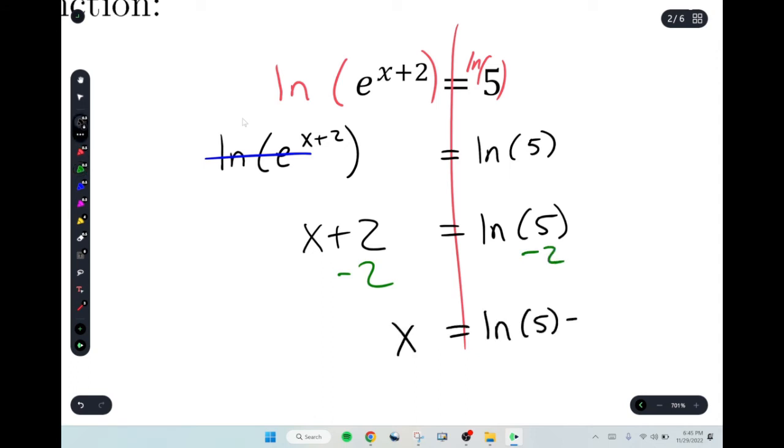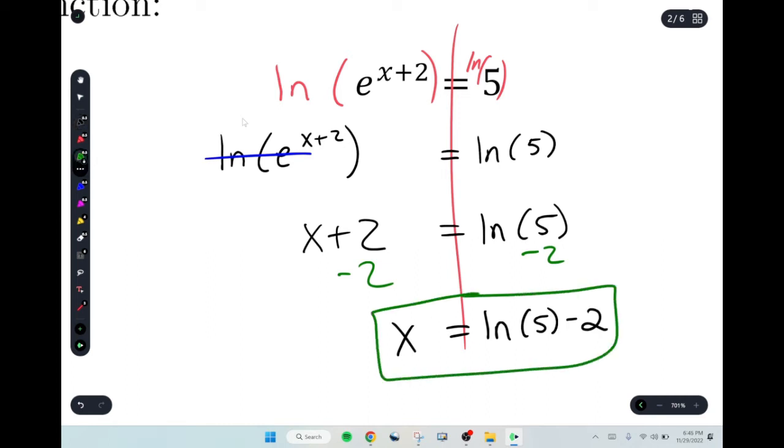Don't try to be a hero. I don't know what ln of 5 minus 2 is. I have zero clue what it is. Call it a day. If you had a calculator, you could type in ln of 5 and get something. I don't know what, maybe like 3.1 or something. The trick there is to know how to get rid of the e.